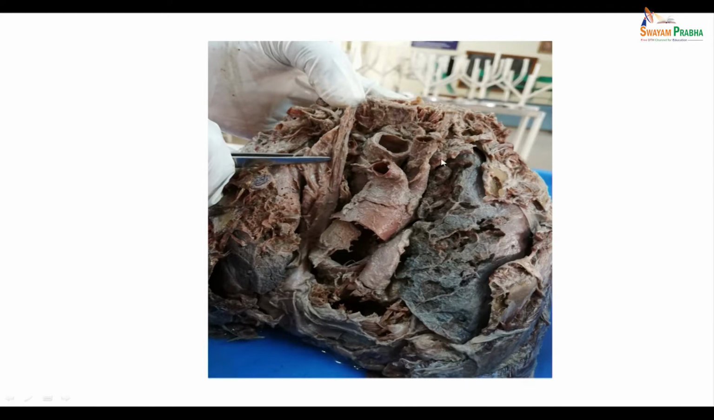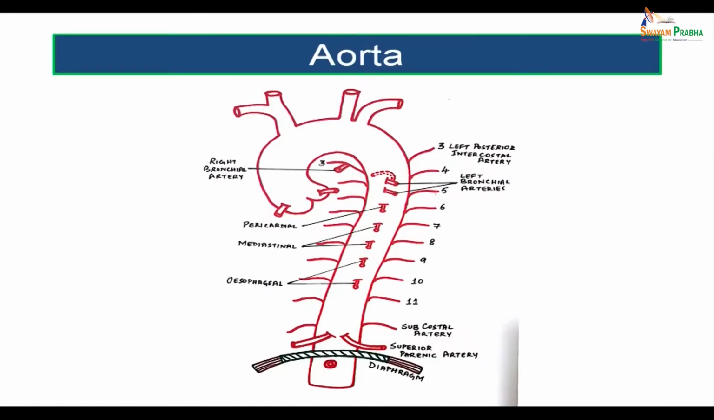So, this whole area is between the two pleural sacs and the lungs. So, this area is the mediastinum. Since we are looking at the upper part, this is the superior mediastinum. So, this is superior vena cava. Next, going on to aorta.